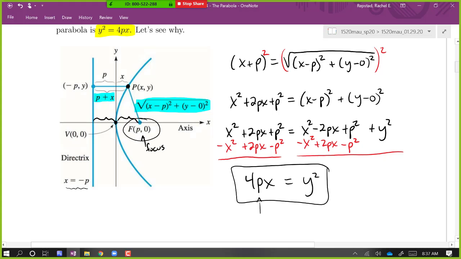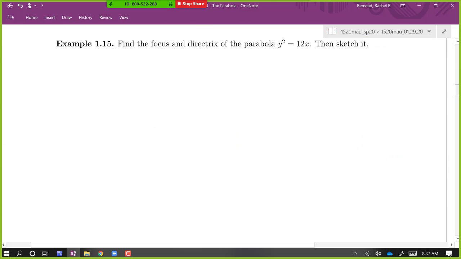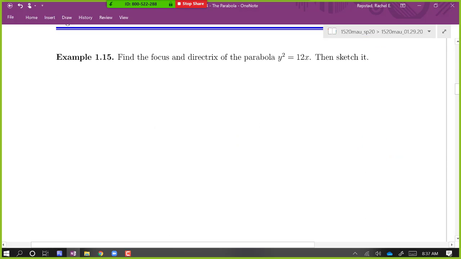Let's do some examples. Here they give us the equation y squared equals 12x. So if y squared equals 12x, that is in standard form. What I get from that is that 4p is equal to 12, and so p has to be equal to 3. p is positive, so the focus is at (3, 0).